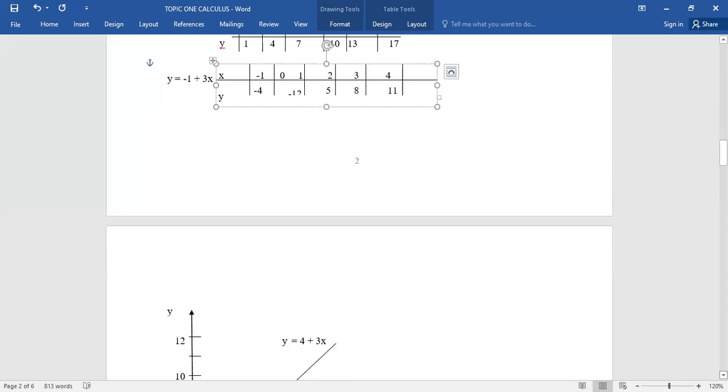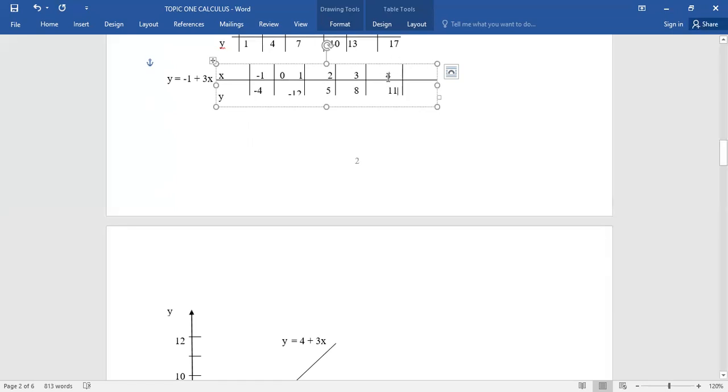So we can easily say that the rate of change, if we go to the second function and you want to get the change, you can take any two points. We can say 11 minus 5, that will give us 6.